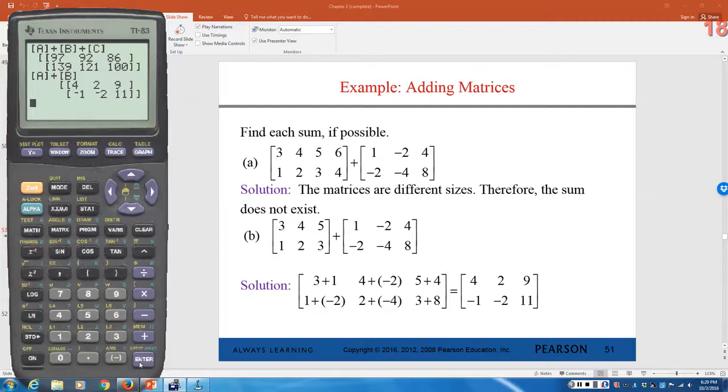So that should be the sum. Okay? Now, if you had tried to actually add those first two, if you had loaded that 3 by 4 into matrix A and then tried to add it to matrix B, what the calculator would have done would have given you an error message. It would have told you, I can't do that. Doesn't work. It would probably tell you something about a dimension mismatch. And that's because the dimensions of A and the dimensions of B do not match.